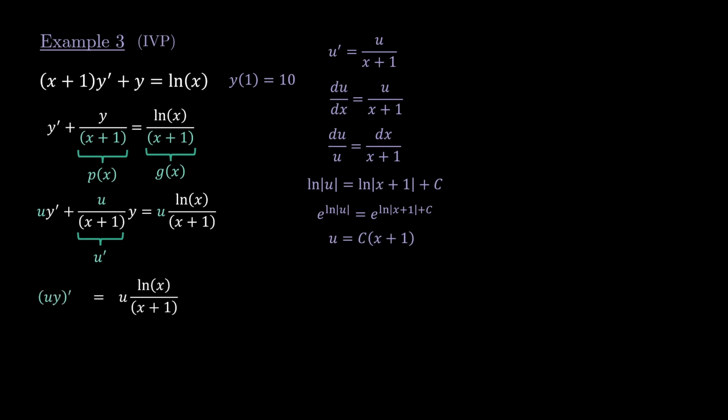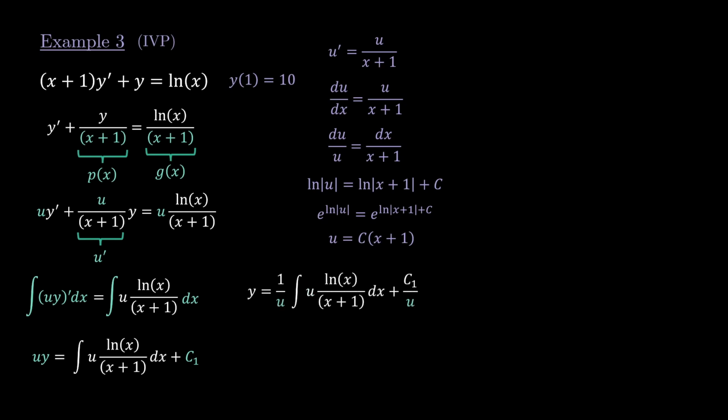So we have (uy) prime equals u natural log of x over x plus 1. We integrate. And then upon integrating, we have the uy by itself. We divide the u over, so now we have the y by itself. We substitute back in for u, the integrating factor. We cancel the c's. We cancel the x plus 1.